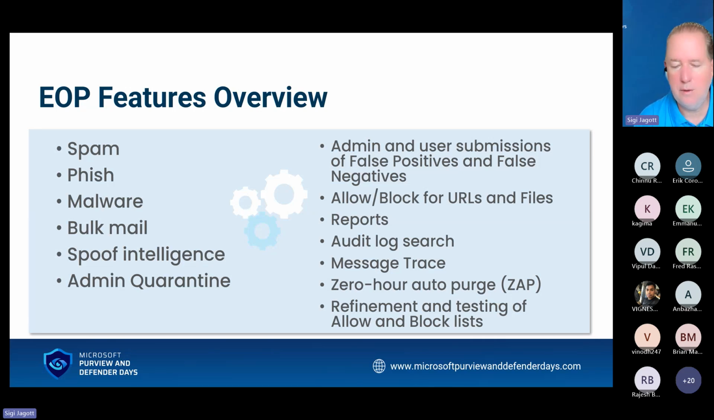Zero-hour auto purge is a feature where an email has entered your system and is delivered to your mailbox, but the attachment is, for example, a zero-day attack attachment, and after a certain period it's scanned or defined as malware. Then Exchange Online Protection can go to your users' mailboxes and remove these harmful attachments. That's zero-hour auto purge. And of course, you can define allow and block lists in your tenant.